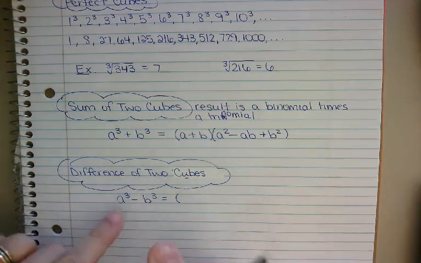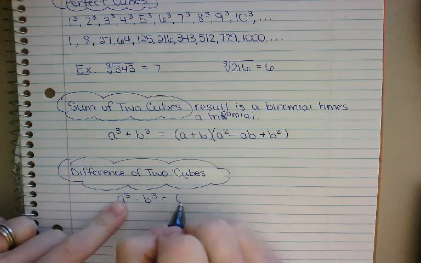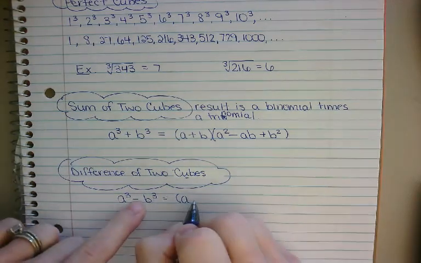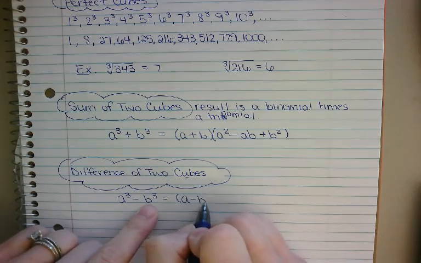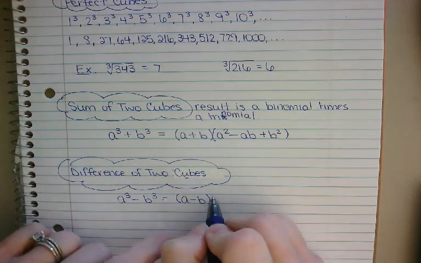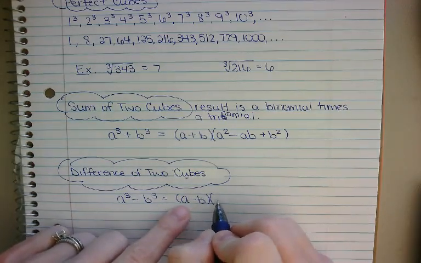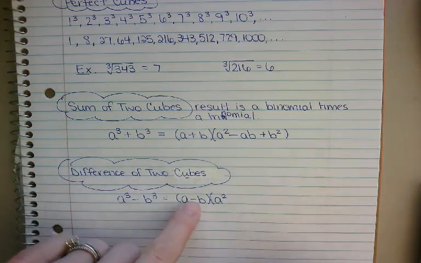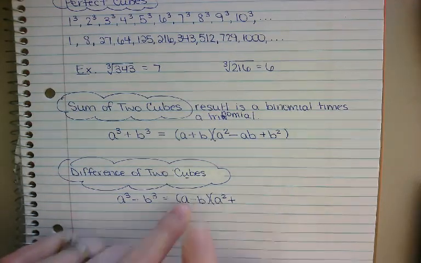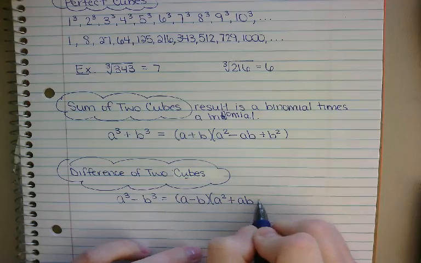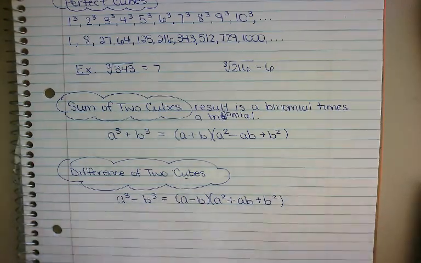The binomial is going to be the cube root of these values. So if I cube root an a cubed, I'm going to get an a. Whatever the sign is, that's what I'm going to write. I'm going to take the cube root of this number. I'll put that here. There's my binomial. And again, I'm going to get a trinomial as a result. So I'm going to take this number and square it. Whatever the sign is, we're going to change it. We're going to do the product of those two numbers. And then the last term is always the b squared, and it'll always be positive.